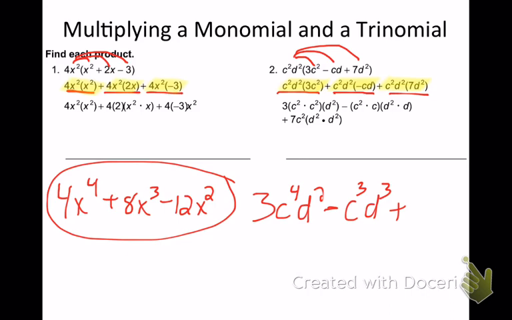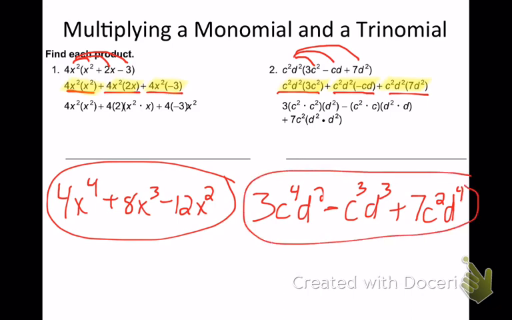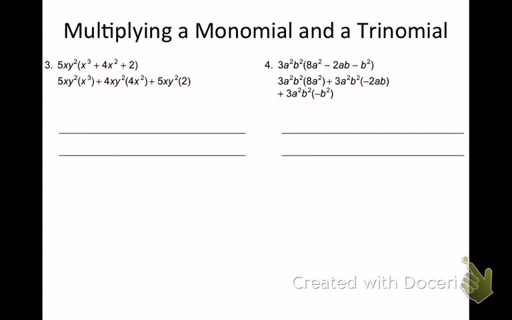What's my number going to be? C squared d squared times 7d squared. My number going to be 7. Now c what? Squared d to the 4th. Nice job. So again, you take each term separately, multiply, add your exponents when you multiply a common base. Let's try number 3. Same idea here.